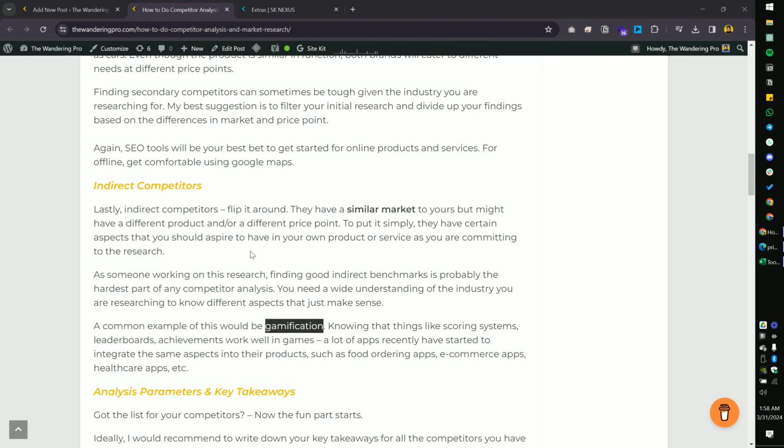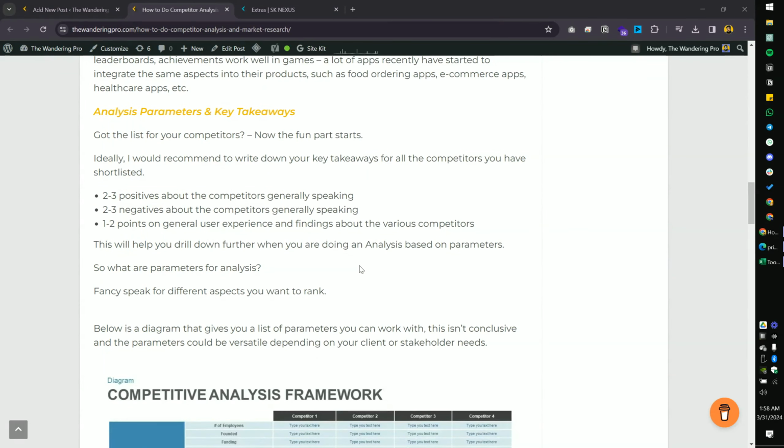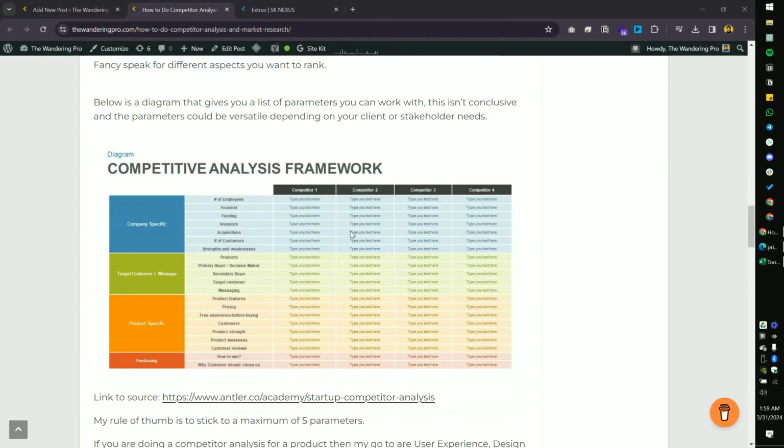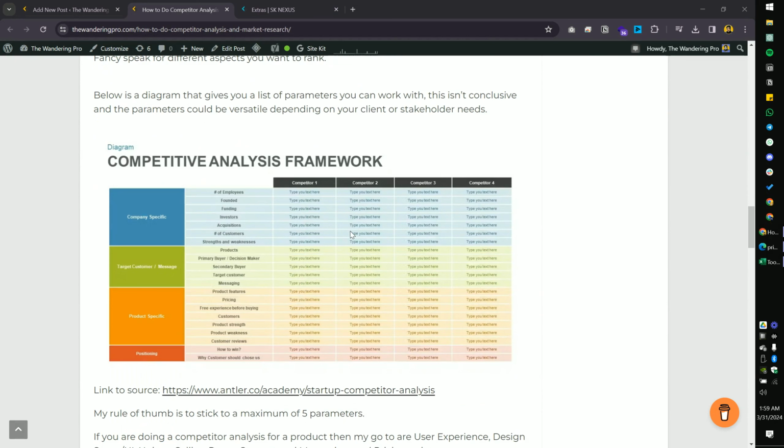So you do your research, you've listed all your competitors, direct, secondary, indirect. Now what? Now we come to analysis parameters and key takeaways. So what are analysis parameters, right? There are going to be a bunch of different things, but basically it is a set of metrics or a set of key areas you want to base your findings and outputs around, right?